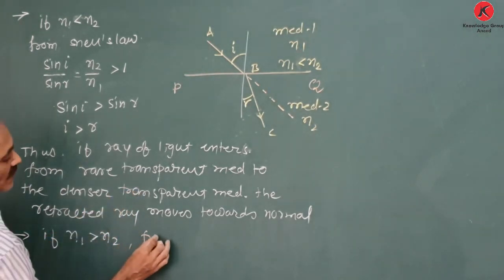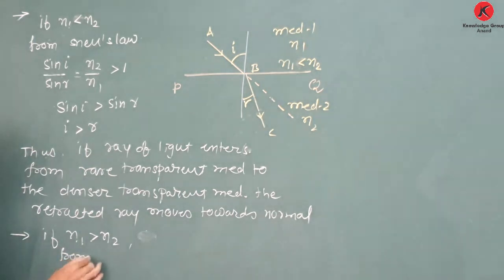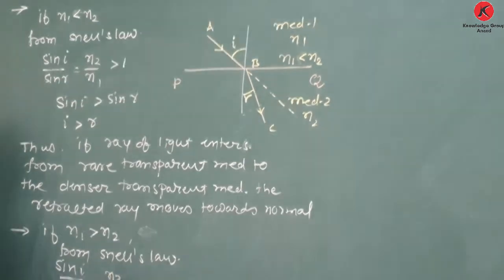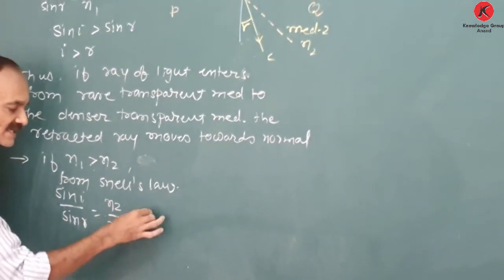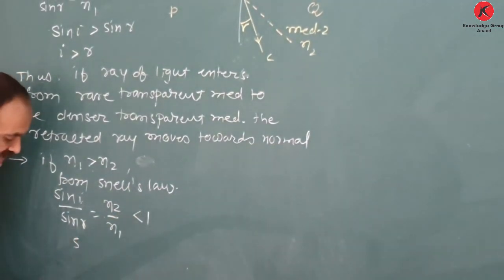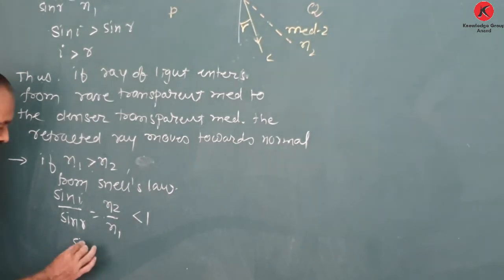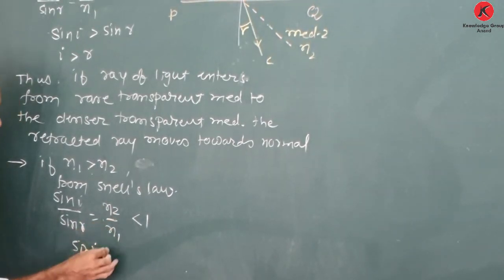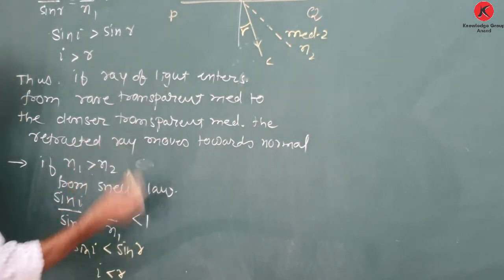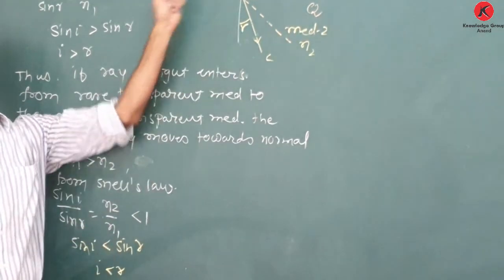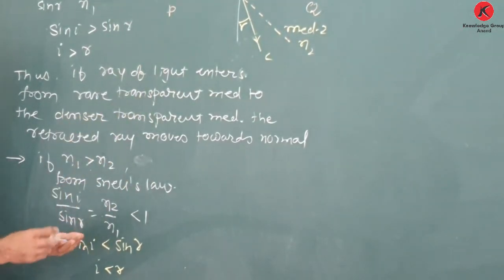So from Snell's law, sin i upon sin r is equal to n2 upon n1. Here n1 is greater than n2, therefore this is less than 1. Therefore sin i is less than sin r, therefore i is less than r. In that case, the angle of refraction is greater than the angle of incidence.